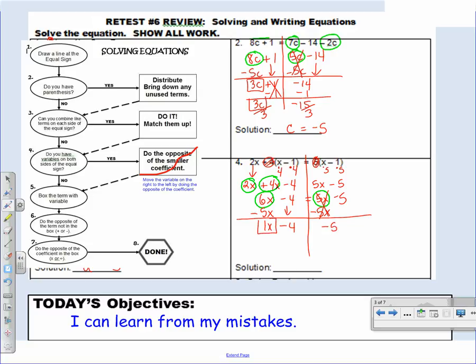I will box the term with the variable, it's the 1x. Get rid of the number not in the box, so we'll do the opposite by adding plus 4. We still have a 1x. Negative 4 plus 4 is 0. Negative 5 plus 4 is a negative 1. So our solution is x equals negative 1.